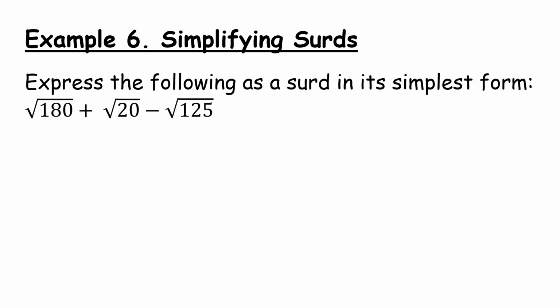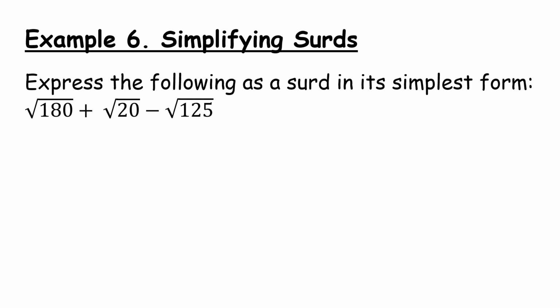So let's look at example 6. Here we're going to put a few different simplifications together, and then we're going to add and subtract. So express the following as a surd in its simplest form. So this should be one surd.